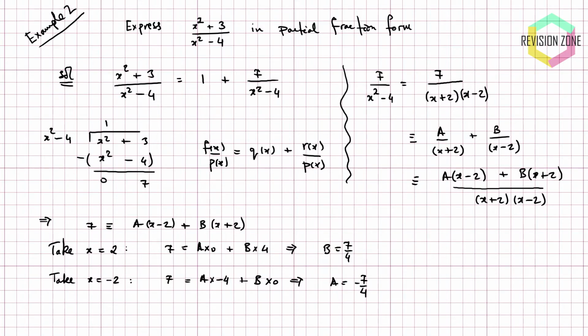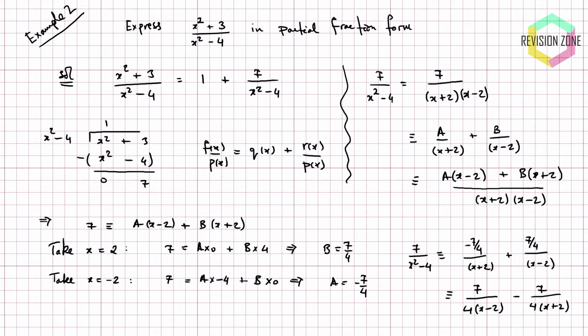So in other words, for 7 over x squared minus 4, the partial fraction form turns out to be minus 7 over 4 over x plus 2 plus 7 over 4 over x minus 2, right? And a slightly nicer way of writing it might be if I swap these around, so I write this term first, just so I have the positive in front. I can say 7 over 4 times x minus 2, minus 7 over 4 times x plus 2.